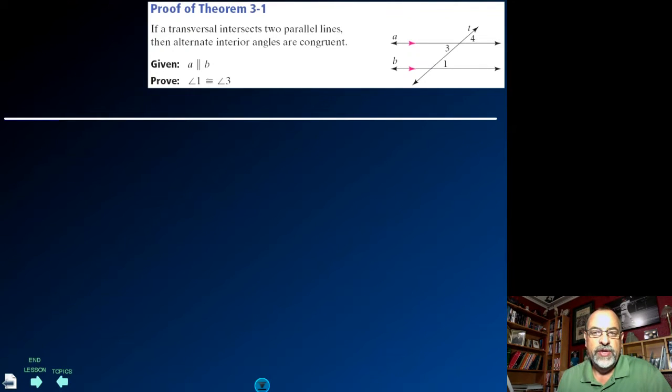The only things that we can use are postulates, because those don't have to be proven, and any theorem that in previous lessons has been proven, such as the vertical angle theorem.